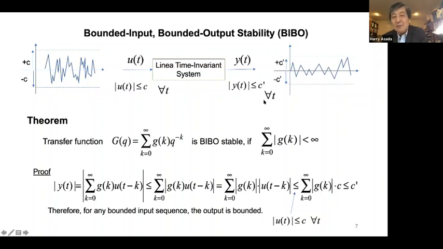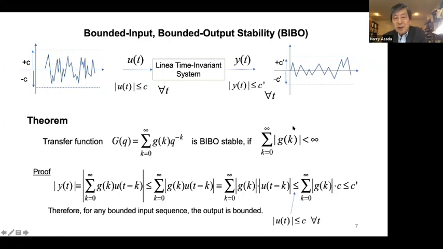No chance that the output, despite just the bounded input, no chance that the output shoots up. So that's actually BIBO stability. Now here's an important theorem. Let's think about the transfer function G(q) is BIBO stable.